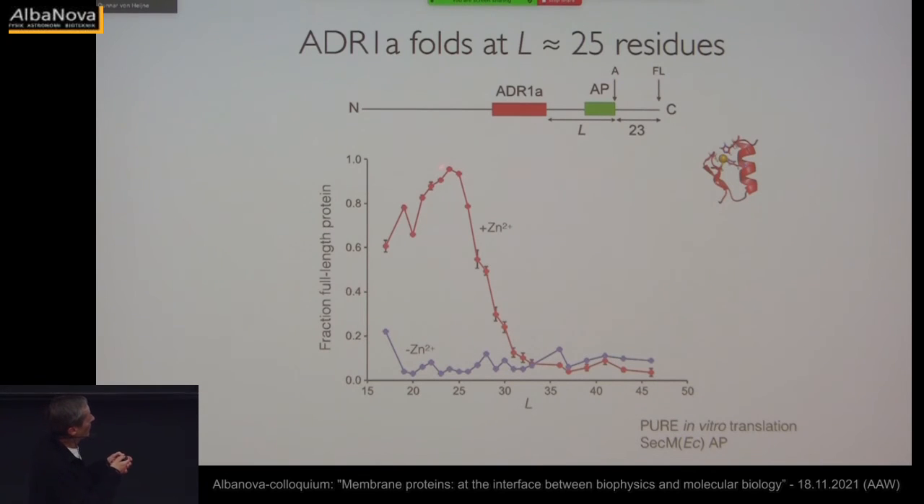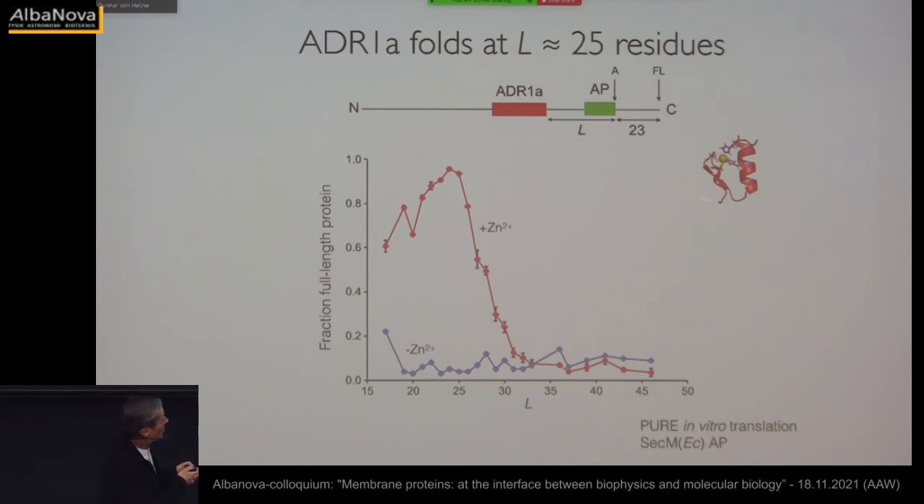And what we got was this red curve. You see that at very long lengths, as we expected, there is no pulling force or very little pulling force. At short lengths, it's also not so high. And we have a strong peak at about 23 or 25 residues linker length, which places this little protein well inside the ribosome tunnel, actually. 25 residues is not enough to reach the entire length of the 100 angstrom tunnel.